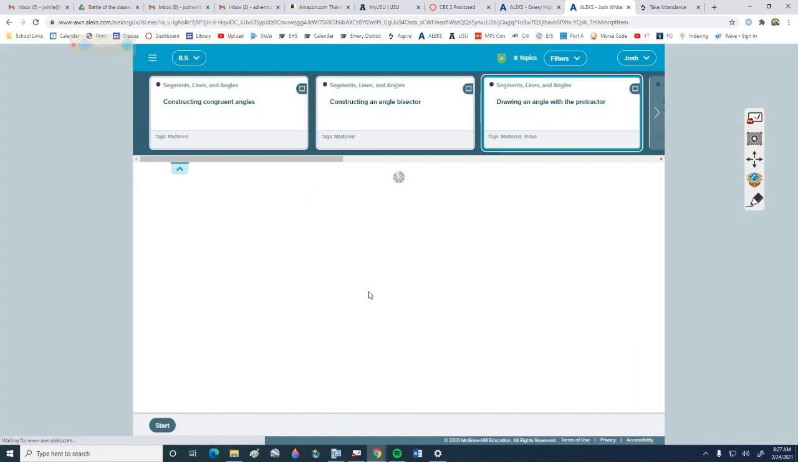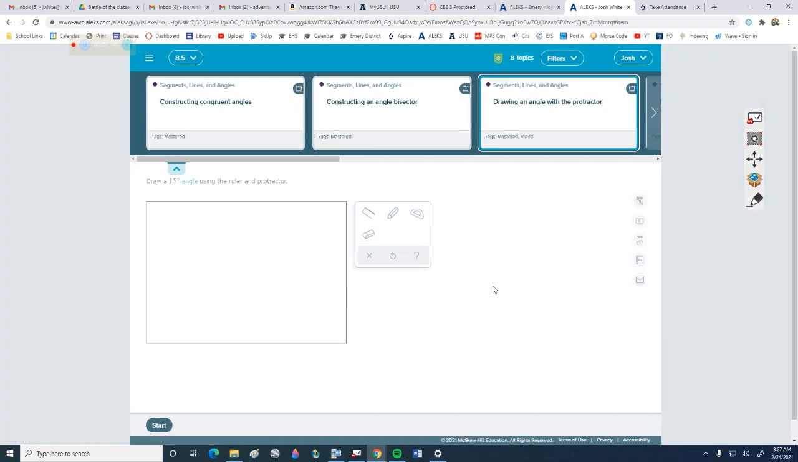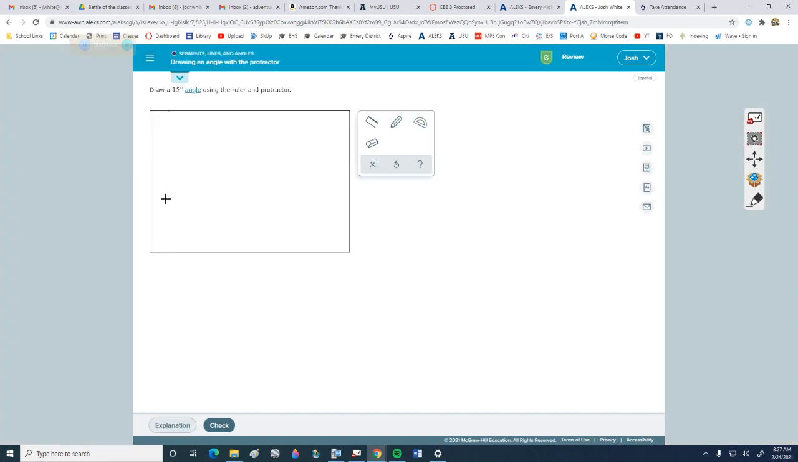Next one, drawing an angle with the protractor. So I need a 15-degree angle. Use my straight edge to start. Draw that. Get my protractor. Let's put a point on there. So my protractor is right here. And I need to rotate this.